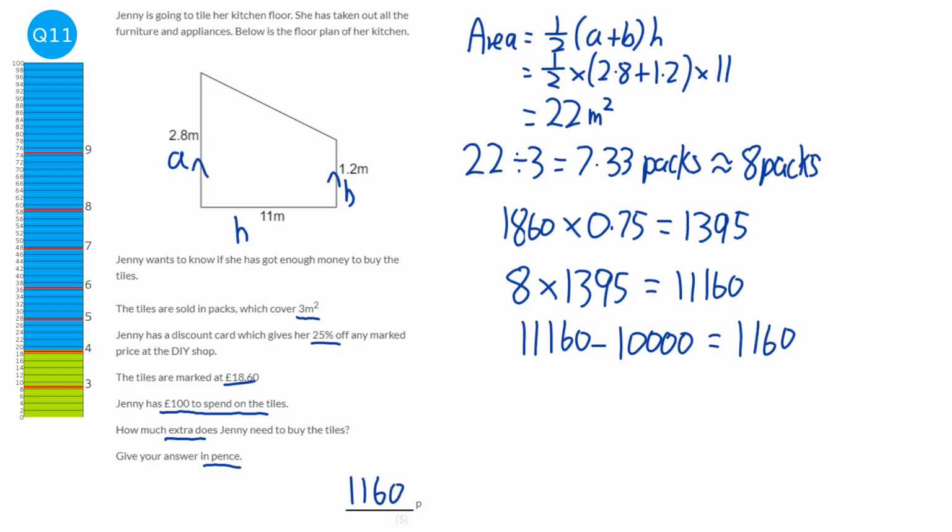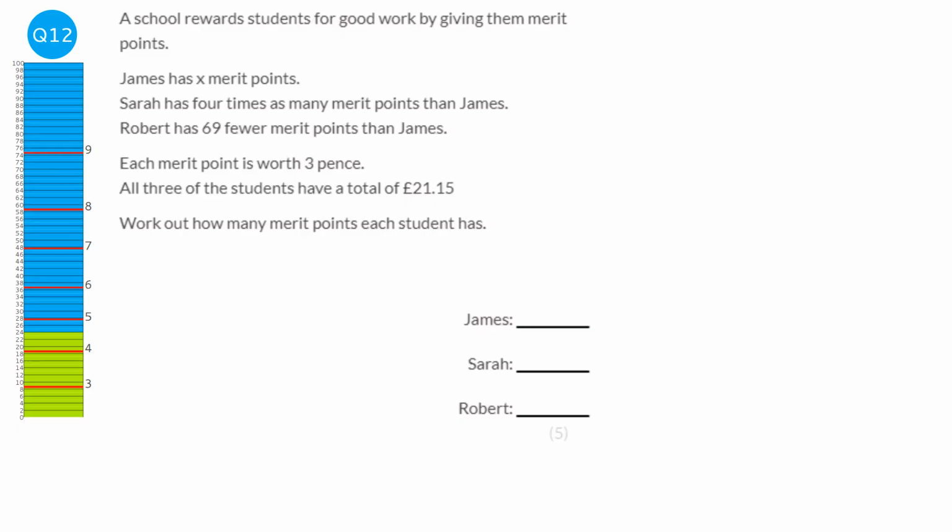1,160 pence from somewhere. There's a lot going on with this question, so I'm going to start off just having a look at the total amount of money. So I'm going to do this in pence, so 2,115 pence. And if each merit point is worth 3 pence, then we can work out the amount of merit points by doing 2,115 divided by 3. So that gives us 705. So there's 705 merit points.